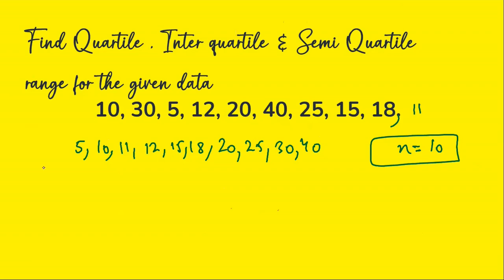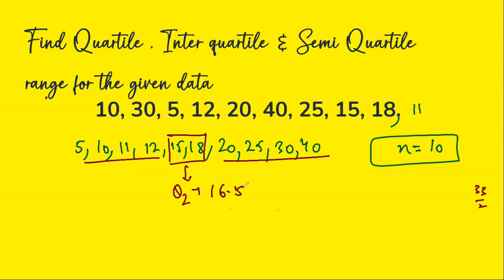First we have to divide the data into equal parts. Now we know that 4 is here, 4 is here. Now we have 2 middle values. Whenever we have 2 middle values, what do we have to do? We have to add them and divide by 2. The addition gives you 33, and 33 divided by 2 is 16.5. So this is Q2, the middle observation or the median, 16.5.